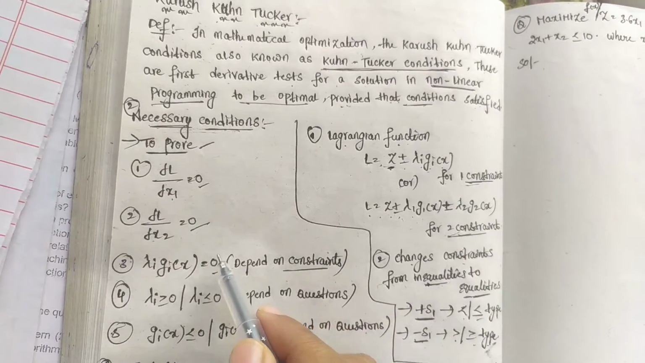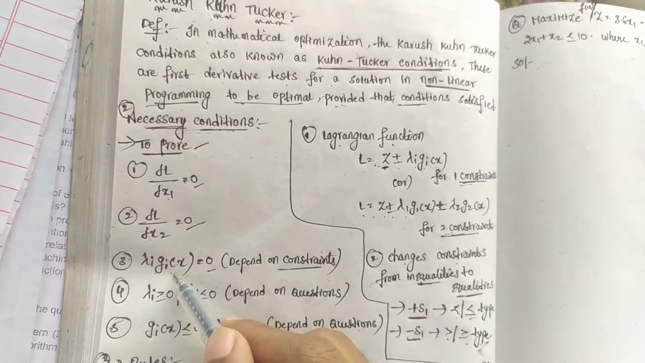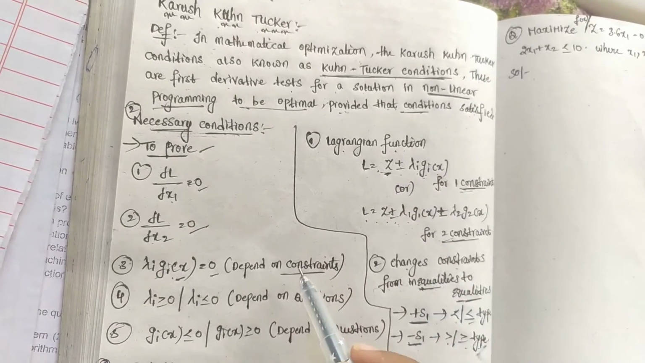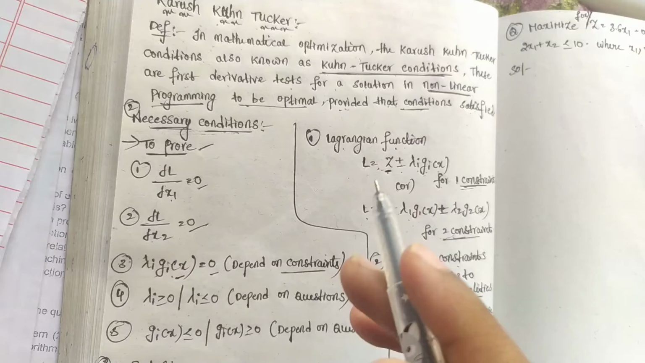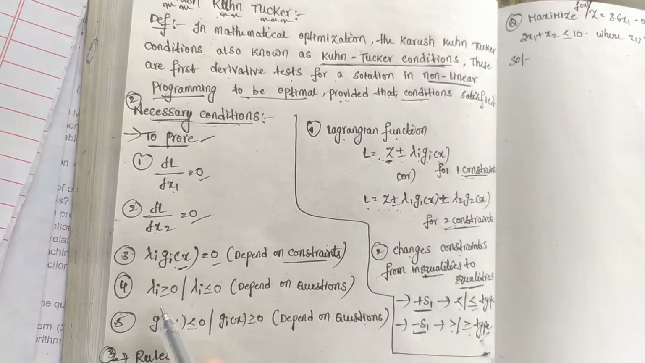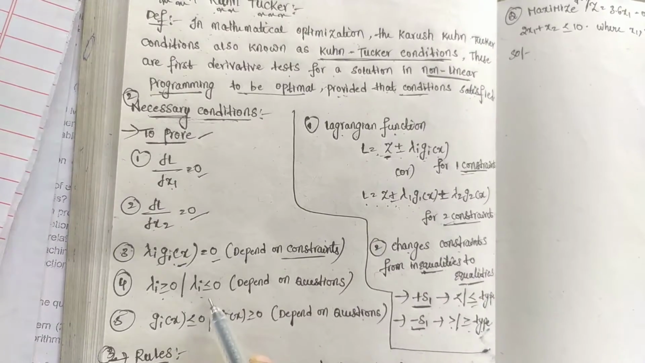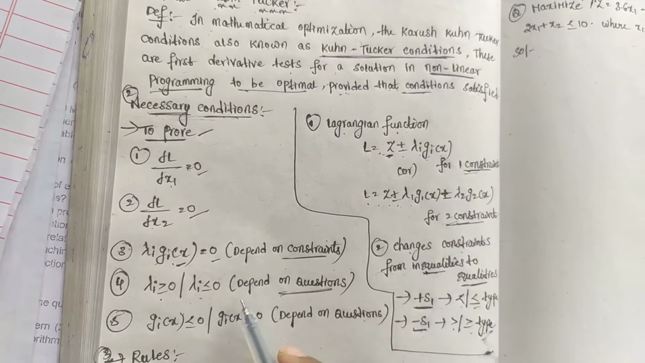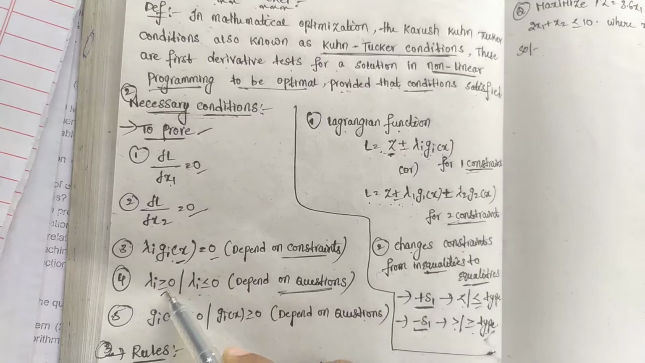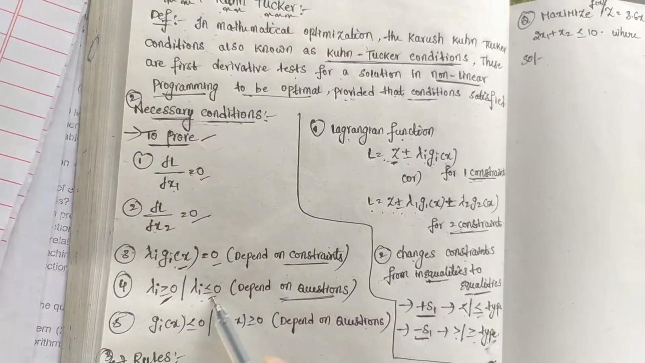If one constraint is given, we prove this one only. If two constraints are given, depending on those constraints we prove those conditions, which must hold. The fourth one is lambda i greater than or equal to 0 or lambda i less than or equal to 0, depending upon the question. If the given conditions are greater than or equal to type, we satisfy this condition, or if less than or equal to type, we satisfy the other condition.